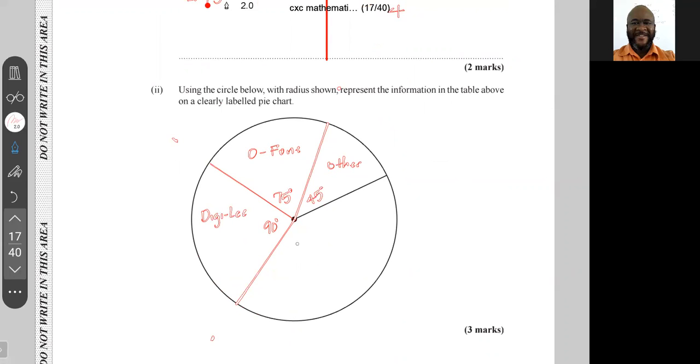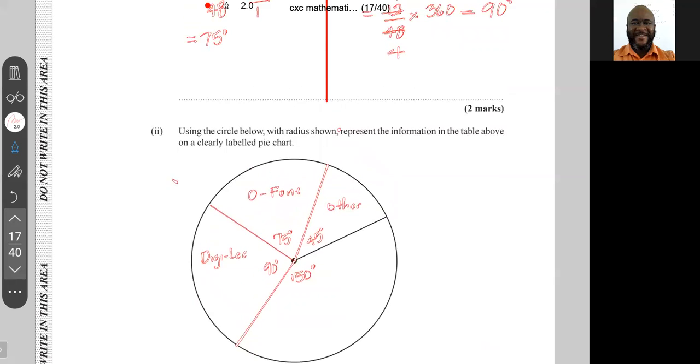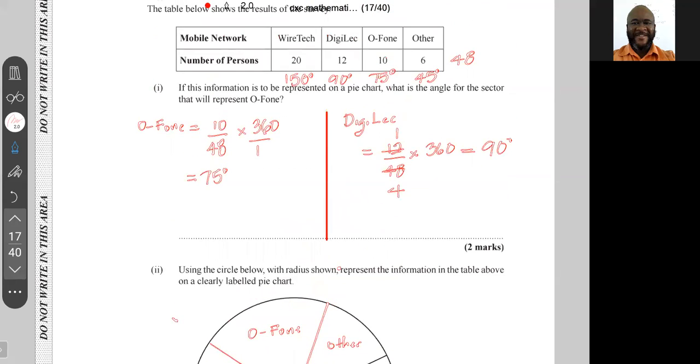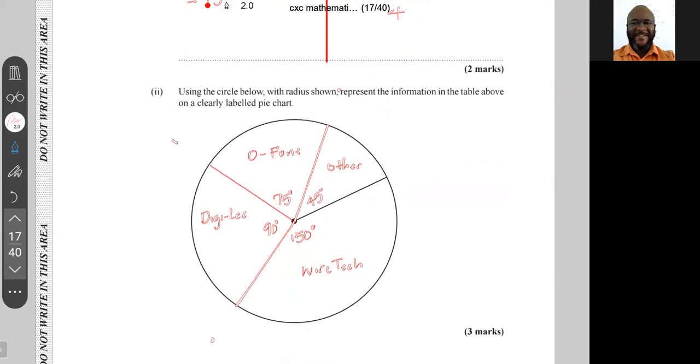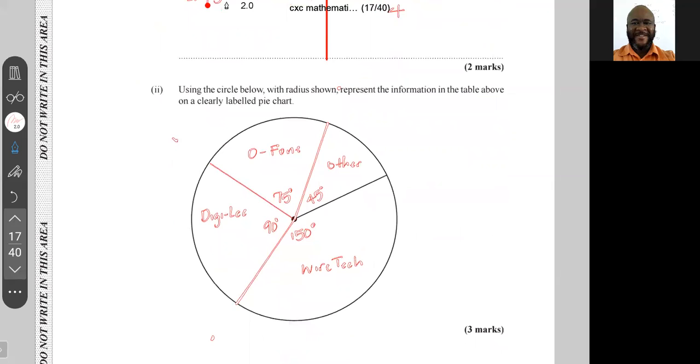The last one is 150 degrees. That one I don't need to measure. It should automatically fit in. And this is Wiretech. And this is what your pie chart should look like. Let's turn the page.